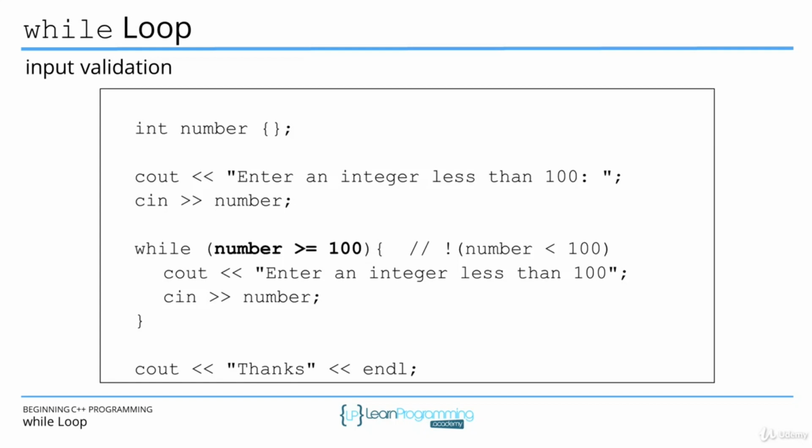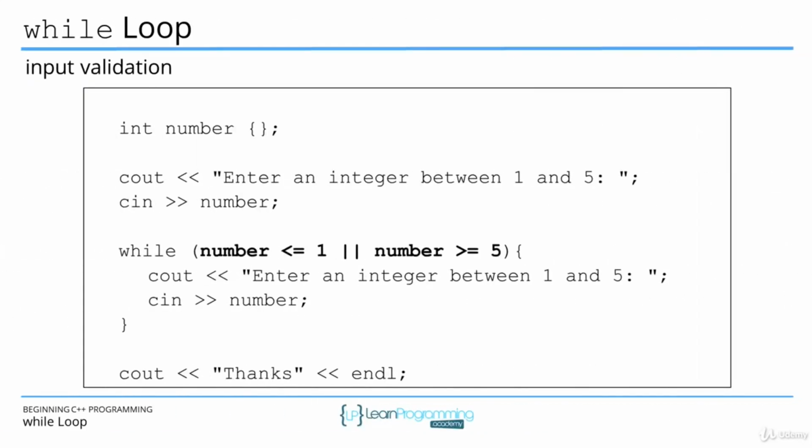Let's see another example. In this example, we ask the user to enter a number between 1 and 5. Notice the code is very similar to our previous example, with the exception of the condition in the loop. In this case, we're testing both ends. So if the number is less than or equal to 1, it's not valid, and we also test number greater than or equal to 5, which is also invalid. If either of these conditions is true, then the number is invalid. So that's why we use the logical OR here.